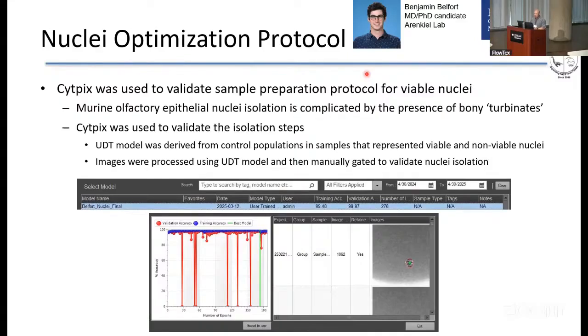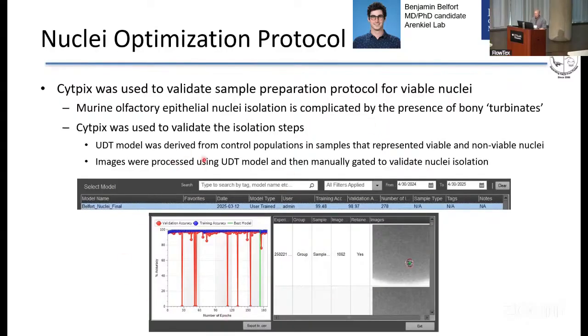So the reason was he decided to use the tissue from the mouse olfactory epithelium, which is kind of a difficult tissue to work with because you've got all these bony structures in there that kind of divide the air up, humidify it, that get in the way. So he worked with Miltenyi and developed a GentleMax protocol to isolate these reasonably well. And then we threw them on the Cypix and basically QC'd his sample prep.